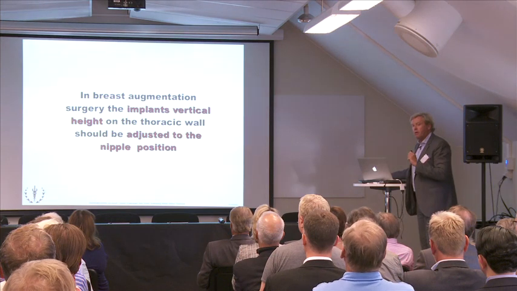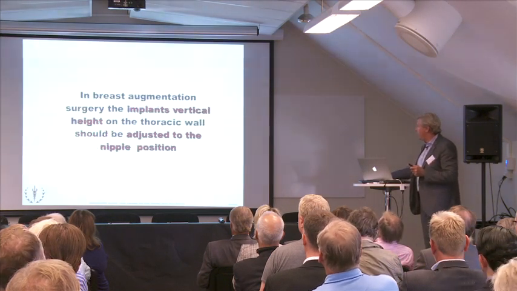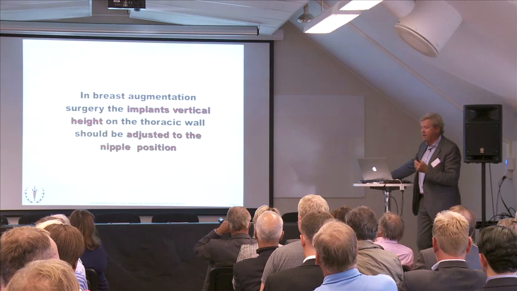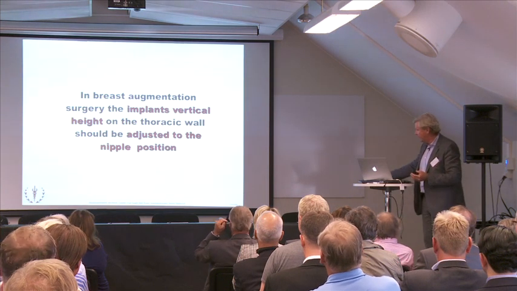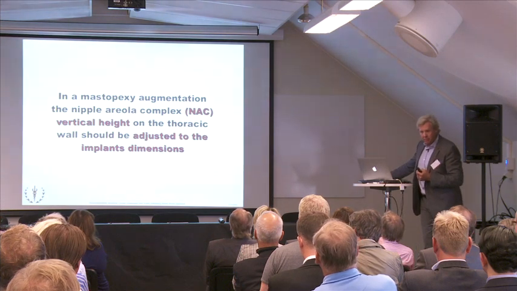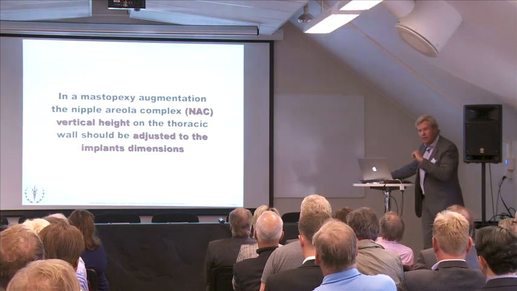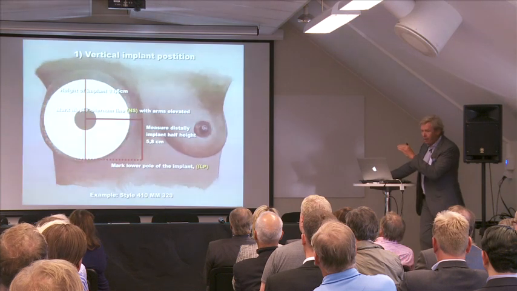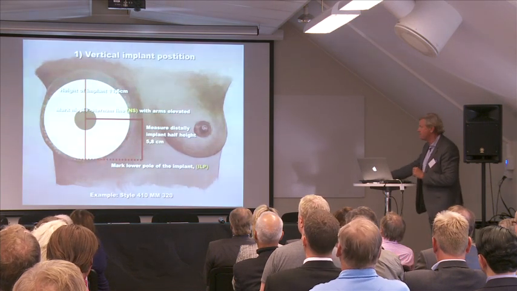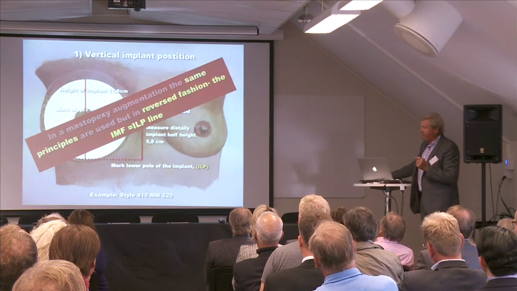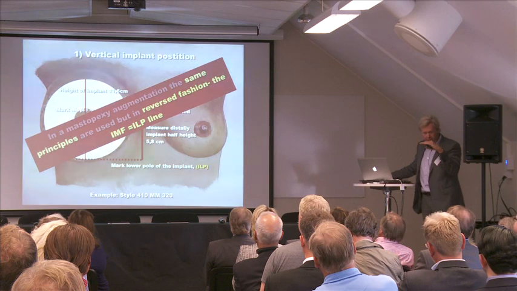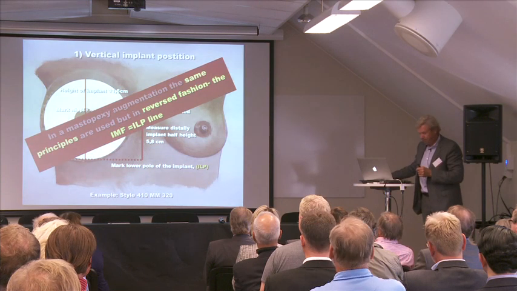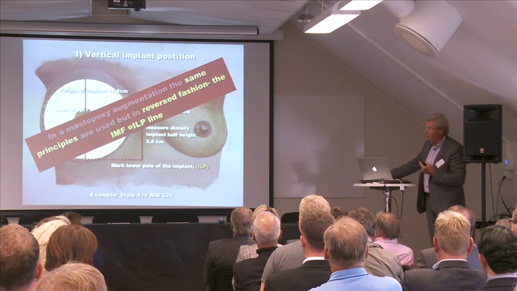Now, in analogy with what I said, in a breast augmentation, the implant's vertical height should be adjusted on the thoracic wall in relation to where the nipple areola complex will end up. In a mastopexy augmentation, same principle, but we adjust the nipple areola complex to the implant that we have selected. So the same sort of planning, but with the big difference that we do it in a reversed fashion. Instead of planning how to position the implant lower pole, we use the inframammary fold as the starting point and then plan the nipple position. So the inframammary fold becomes the implant lower pole.